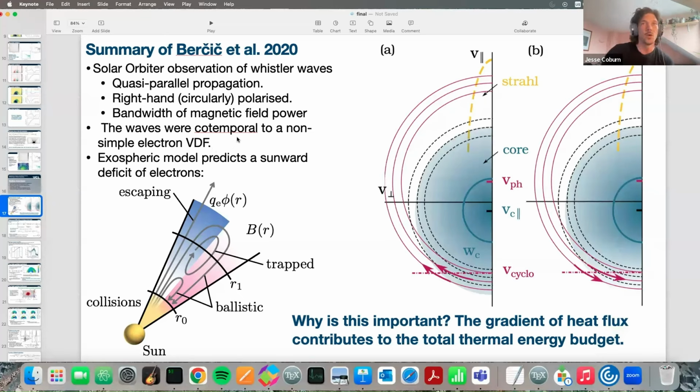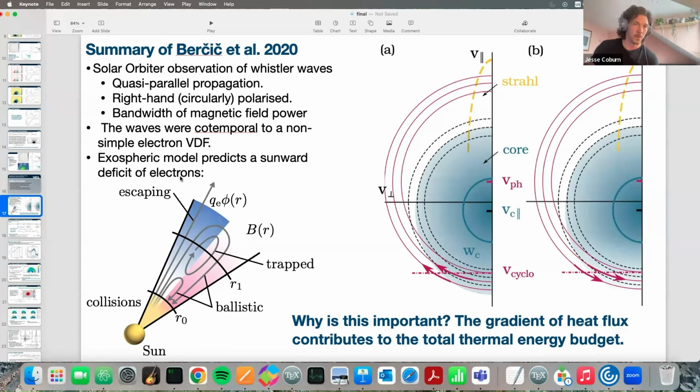And so what was this feature? I am really going to try to get through the description of this feature, because it is a big part of the Solar Orbiter mission in terms of observations of electrons. The feature that we saw is predicted from exospheric models. They predict a sunward deficit of electrons, right?